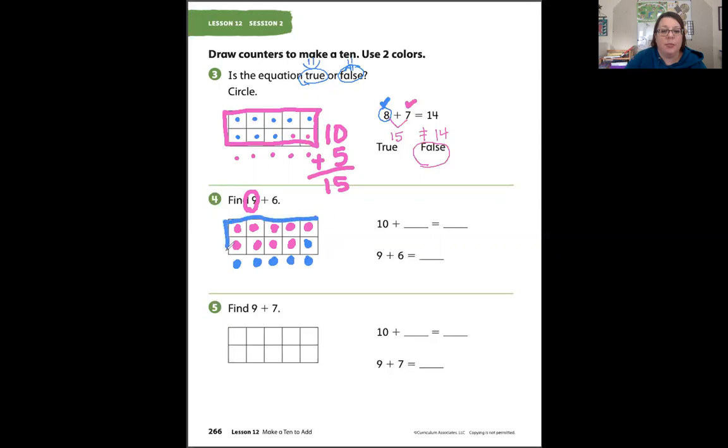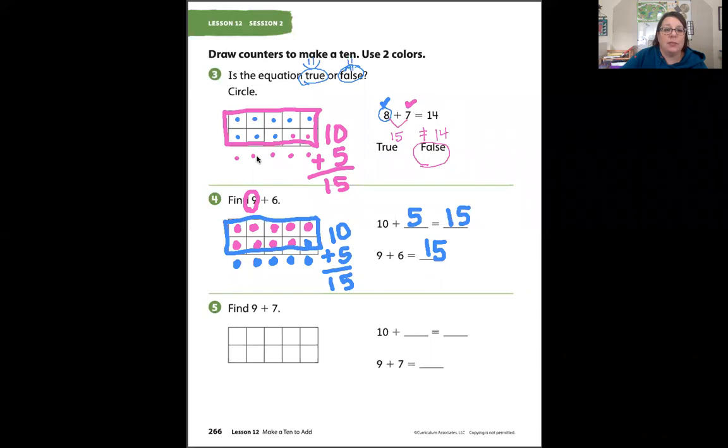Now, when I look at my 10 frame, I can see that it is full and 5 is on top and 5 is on bottom. 5 plus 5 equals 10 again, and 5 more. 10 plus 5 is 15. So here it says 10 plus, and how many were on the bottom? 5. And 10 plus 5 is 15. That means that 9 plus 6 is also 15.